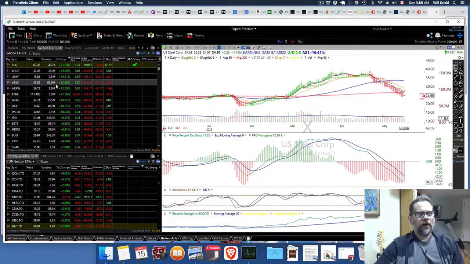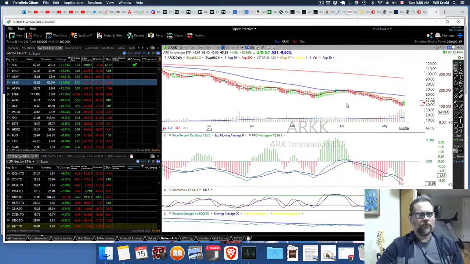So if you look here, obviously ARC had a huge rebound. As you see here, you had these little ones here, didn't get too far, but you could potentially trade that for a short duration until it hits the 50, and see what happens.